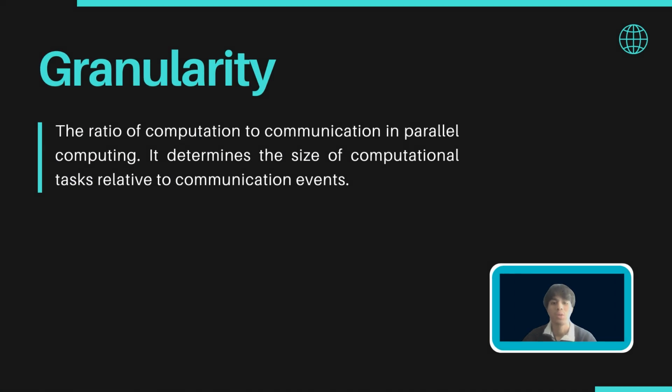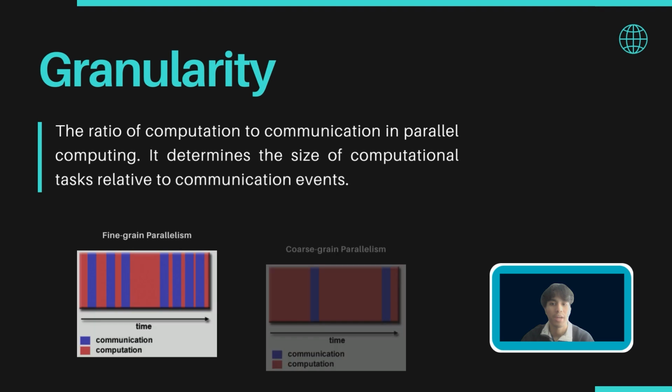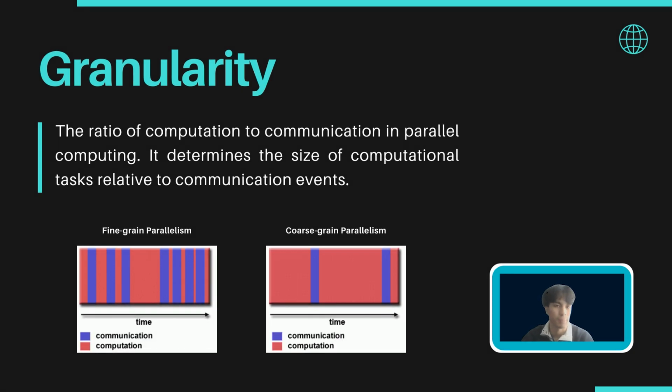Now, let's explore the crucial concept of granularity in parallel computing. In parallel computing, granularity refers to the qualitative measure of the ratio of computation to communication, where periods of computation are typically interspersed with periods of communication, often separated by synchronization events. It can be classified into two main categories: fine-grained parallelism and coarse-grained parallelism. Fine-grained parallelism involves a relatively small amount of computational work being performed between communication events, resulting in a low computation to communication ratio.